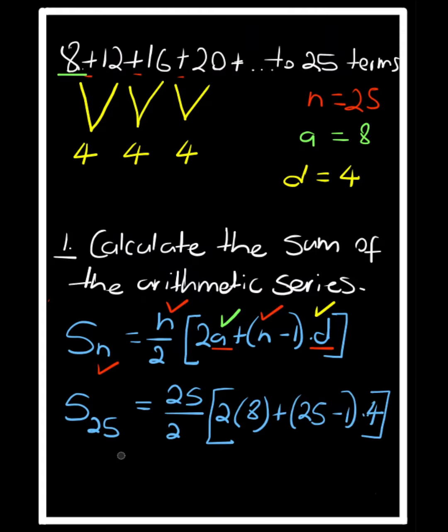Then we close our brackets, and we punch everything into the calculator, and we should get 1400, meaning that the sum of 25 terms of this series will add up to 1400.